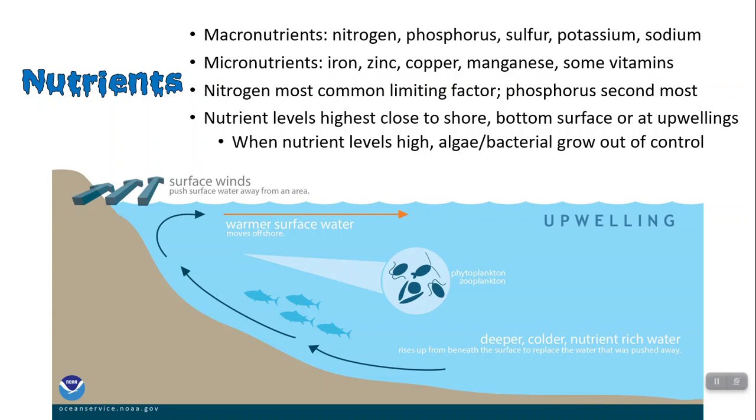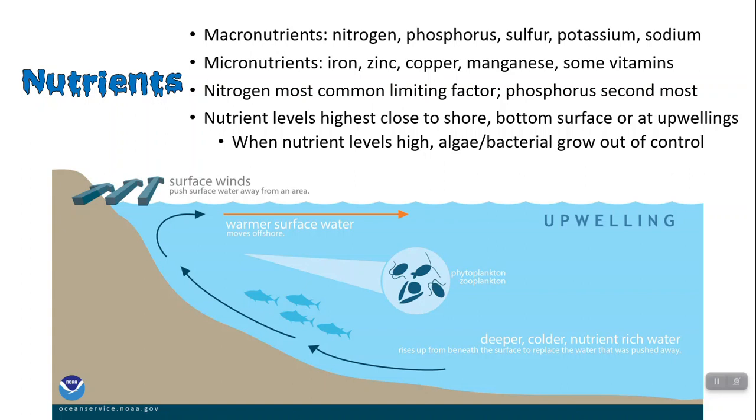Nutrients, like I was talking about, are very important. Some of the major limiting nutrients are things like nitrogen or phosphorus. Sulfur, potassium, and sodium are also important. Those are needed in the most amounts. The most important one of those is nitrogen because it's most often the factor that limits how many organisms you can support in a body of water. Then phosphorus is the second most important.